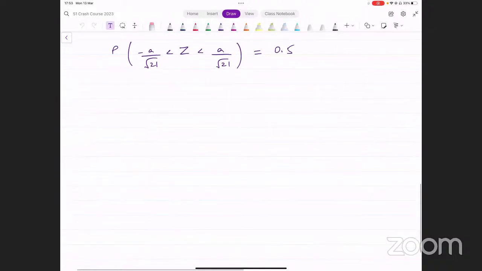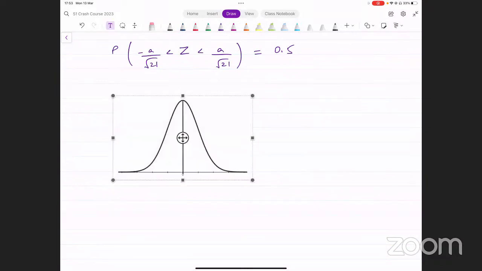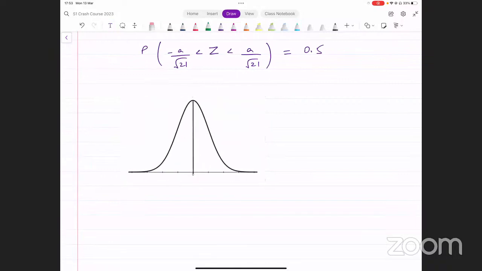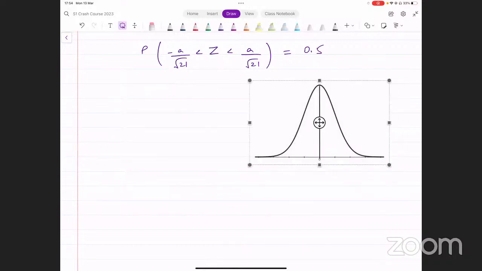Now, let's try to understand this and see how we can convert it to the standard form. Remember what the normal distribution curve looks like. This is how the curve looks. Z needs to be between minus A over square root of 21 and plus A over square root of 21. Now, remember, these numbers are equal in terms of magnitude. For instance, on the left side, if we had 1.25, on the right side, we have plus 1.25. So their magnitudes are equal. Keep that in mind. If minus A over square root of 21 is here, on the other side, plus A over square root of 21 would be exactly at the same distance from the mean, from 0. They are both at the same distance on either side.